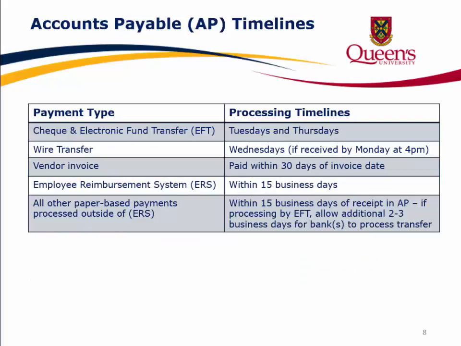Accounts payable or AP timelines. This chart shows payment types and processing timelines. For example, a check and electronic fund transfer payment is processed on Tuesdays and Thursdays. A wire transfer payment is processed on Wednesdays, providing the documentation has been received by Monday at 4 p.m. A vendor invoice will be paid within 30 days of invoice date. The employee reimbursement system transactions are paid within 15 business days, often much earlier. All other paper-based payments processed outside of ERS will be paid within 15 business days of receipt in AP. If processing by EFT, allow an additional 2 to 3 business days for banks to process the transfer.